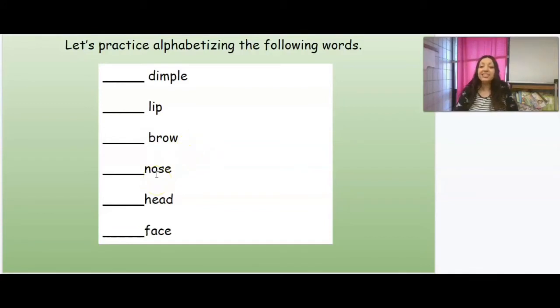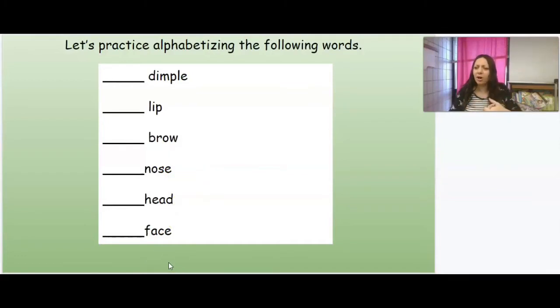What do you notice? It's got that O consonant E, so nose, nose. And this one? It's got EA. Remember, EA can have 3 sounds. So if I try it with an E, heed. I don't know. What about if I try it with a short E? Head. Very good. And then we have an A consonant E word. Face. And remember, I say that sound because it's C-E together that makes that soft C. So we have dimple, lip, brow, nose, head, and face.